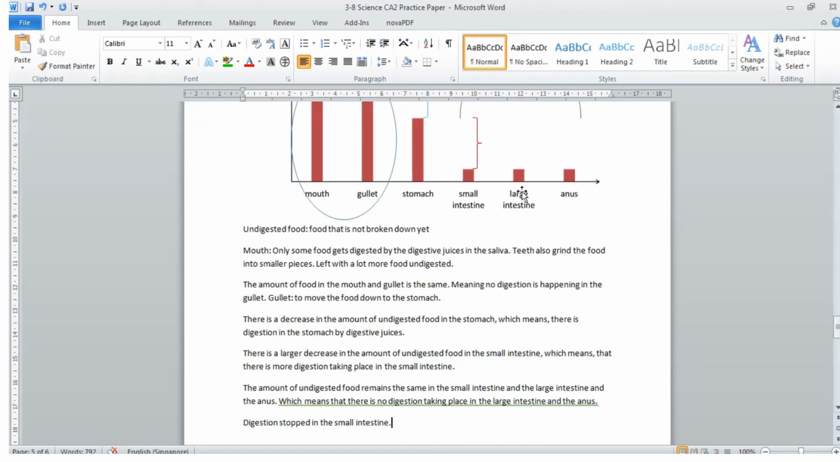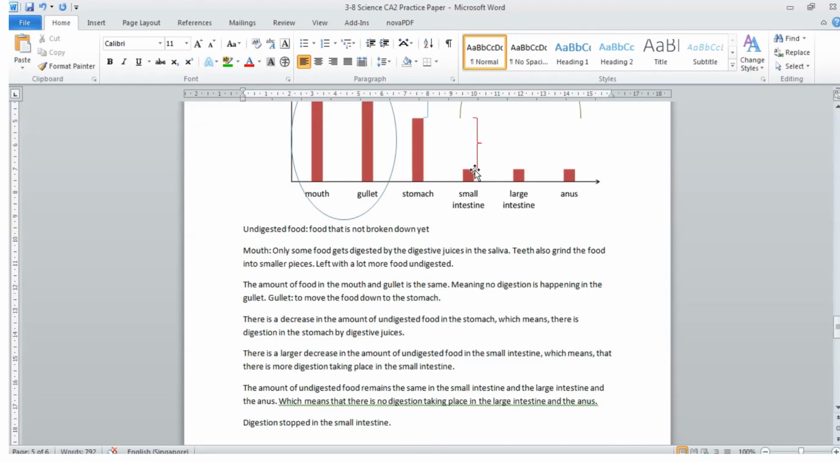There's absorption of water in the large intestine. Now, then where does all the digested food go to in the small intestine? The digested food in the small intestine gets absorbed by the walls of the small intestine and goes to the bloodstream to go to the rest of the body.